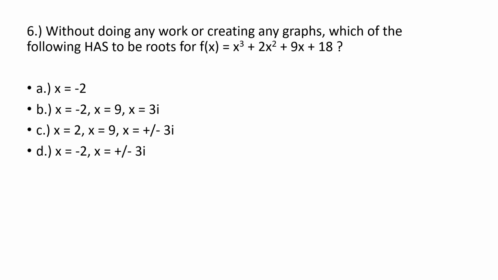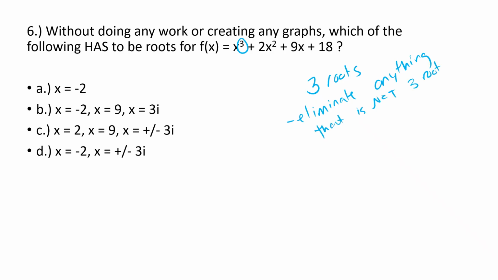So because this is a cubic, degree 3, we know we are looking for 3 roots. So our strategy is going to be eliminate anything that is not 3 roots. Okay, we know we're looking for 3 roots. So I am not picking A, and I'm not picking C. Okay, and remember that this is 2 different roots. That's x equals negative 3i and x equals 3i. So that's how we would write that, like plus or minus 3i.